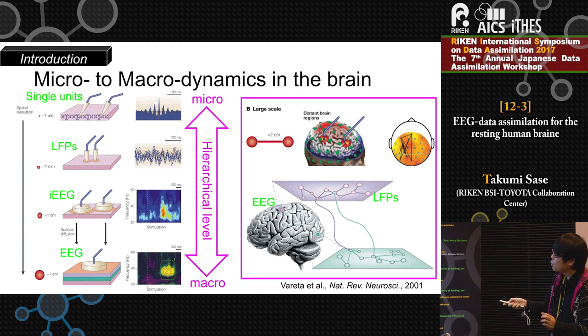For example, from this area, EEG signals are obtained. But under the EEG, a neural network exists like this. For example, each point is a mesoscopic oscillator, local field potentials. You can consider each point as this one.